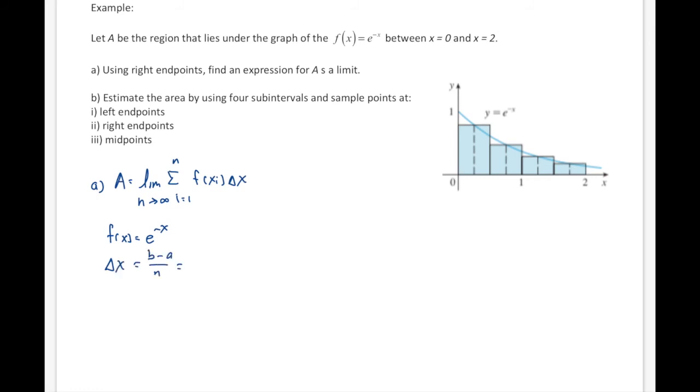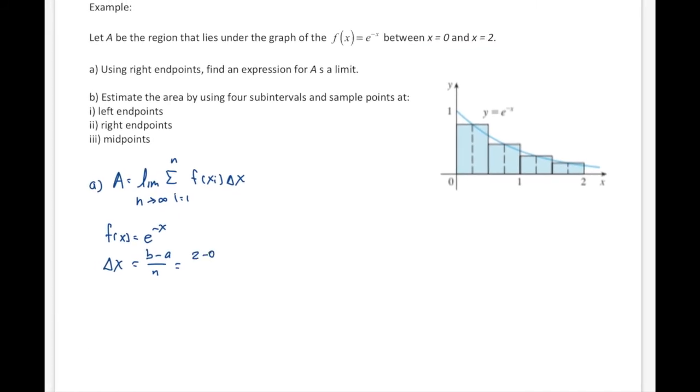So in this case, since we are going between 0 and 2, our delta x is going to be 2 minus 0 over n, which is 2 over n. So our limit would be written as the limit as n approaches infinity of a sigma from i equals 1 to n of our function e to the negative x sub i, because the i represents the endpoint of our rectangle, multiplied by 2 over n.